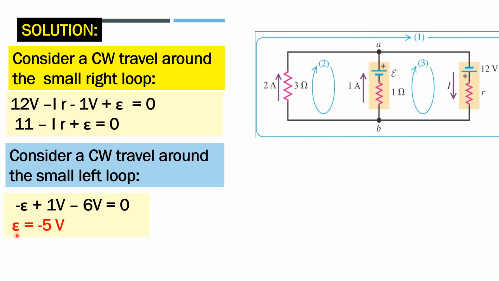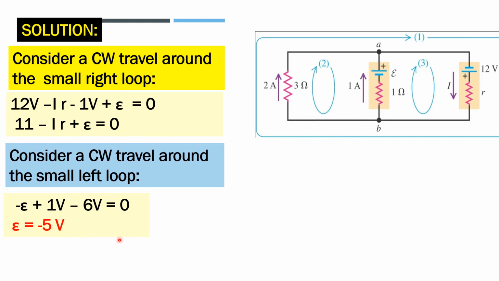Our unknown EMF has been determined to be negative 5 volts. So that is one of the unknown variables that we are looking for, the EMF of the rundown battery. We still have two unknown variables, the small r as well as the current I. Originally we had three unknown variables, but now we already have a value for the EMF, which is negative 5.